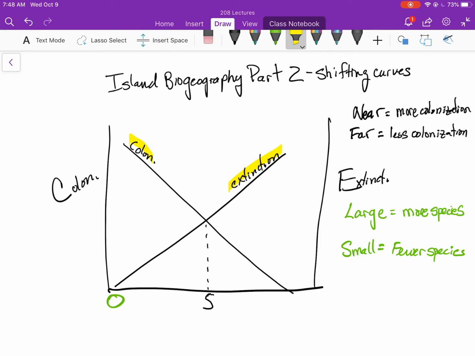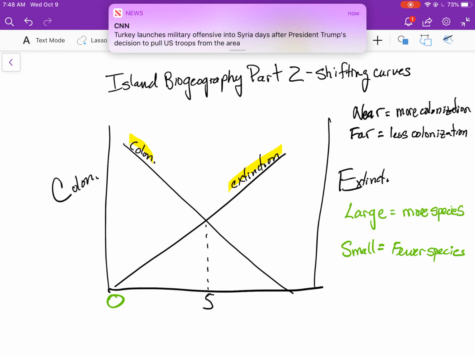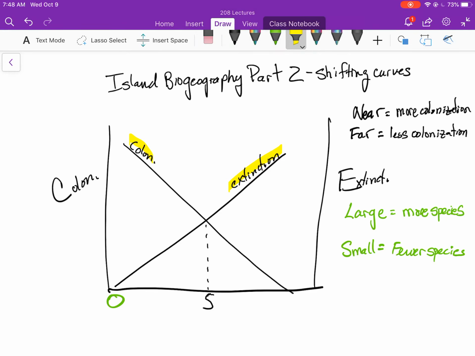Now we're going to talk about what happens when something fundamental changes, like you're looking at a different set of islands. When you're looking at a different set of islands, you have to predict, again, the model's goal here is to predict the number of species on that island as the result of ecological interactions. And we've said it's a trade-off between colonization and extinction. We have an equilibrium point here in the middle.